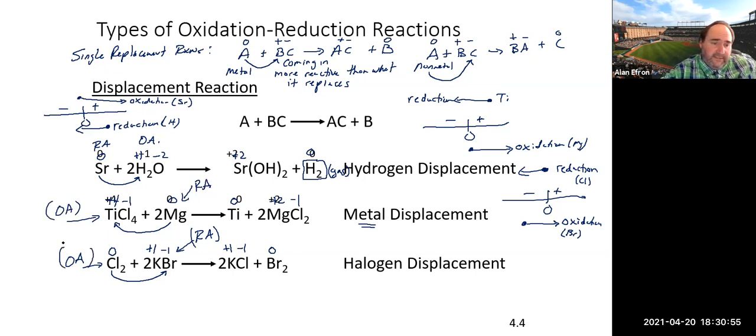So each of these technically are really redox reactions happening. They're usually classified under the umbrella of single replacement reactions, even though they do fall under the big umbrella of redox reactions. Question on any of that there?